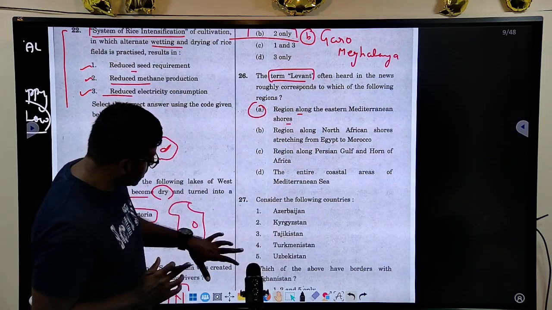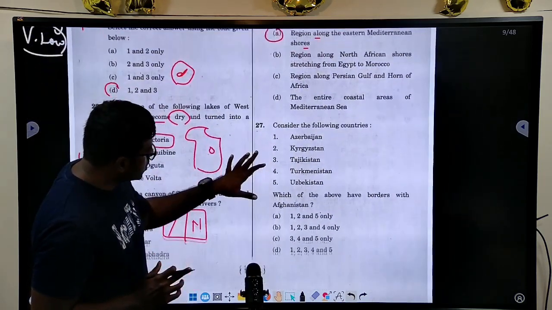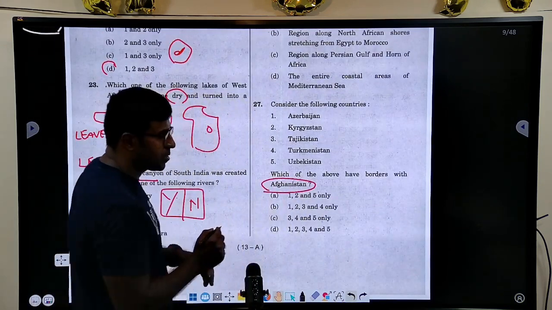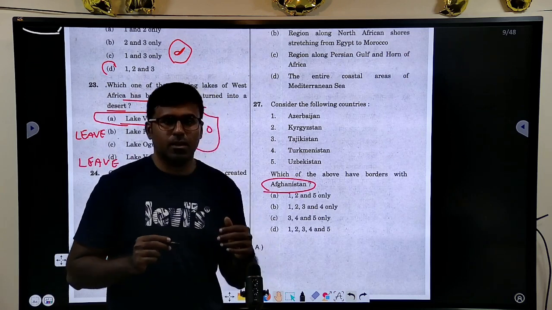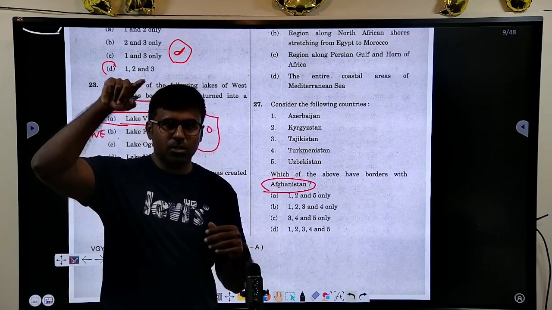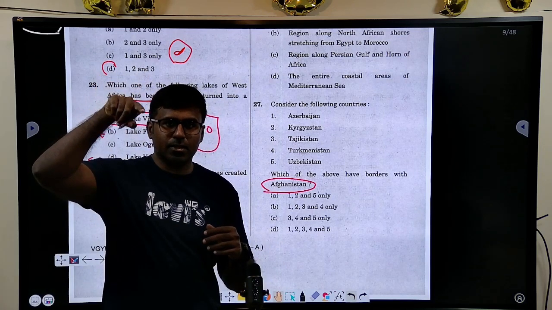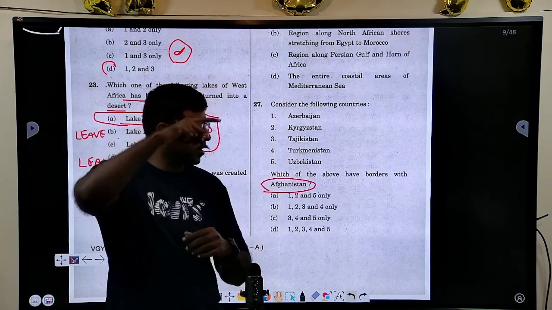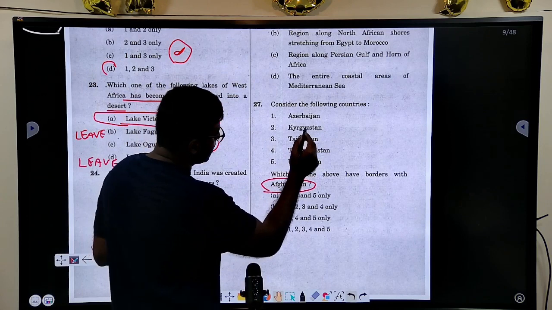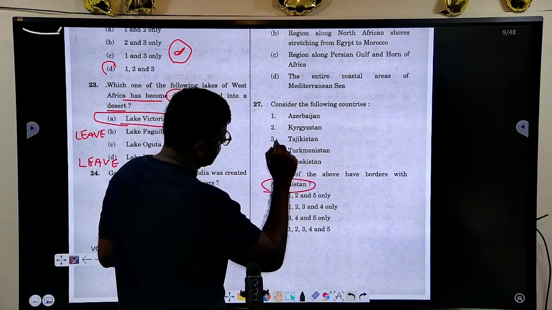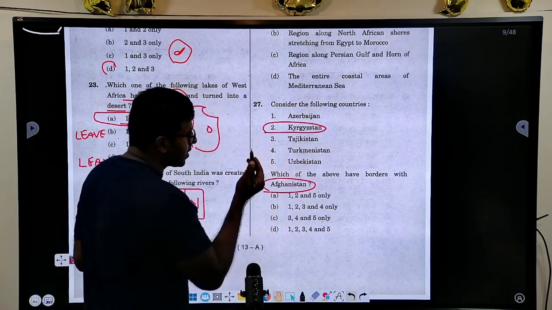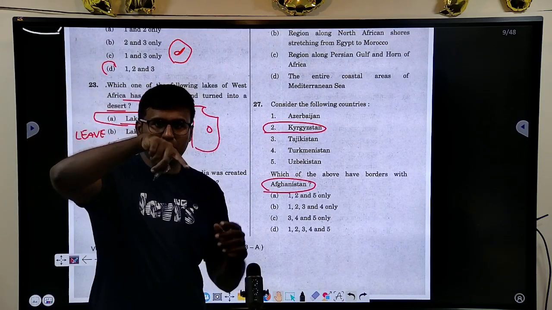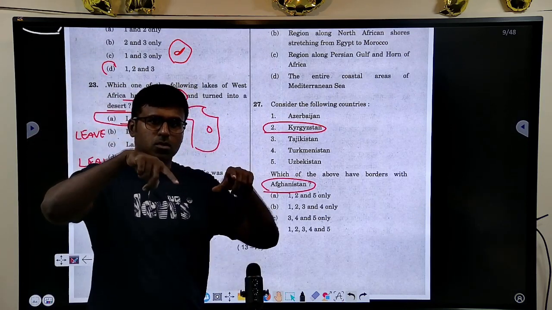So this is the 26th question. A is the answer. Next question we will go. Consider the following which actually has this or is part of Afghanistan. If you see Central Asia: Kazakhstan, Kyrgyzstan, Tajikistan, Turkmenistan, Uzbekistan. There will be a swing. So in this, I think Kazakhstan will not touch Afghanistan. The next will be Kyrgyzstan. That is what I feel, because Kazakhstan, Kyrgyzstan, Tajikistan, Turkmenistan, which comes closer to Afghanistan.